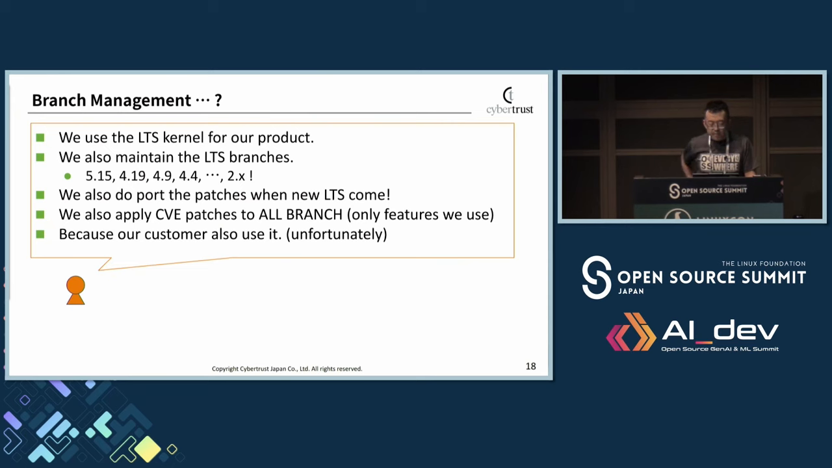Next is a person who said, it's my work, branch management. So I asked for more details. Here is what happened around him. He works with his team members. His team used the LTS kernel for his product, and the team also maintains the LTS branches internally: 5.15, 4.19, 4.9, 4.4. The oldest branch is 2-point-something. Amazing, too old.